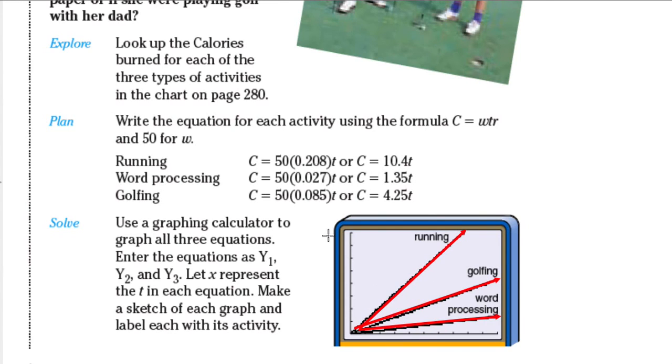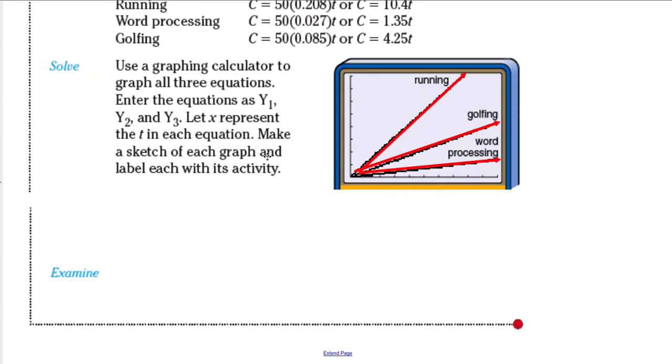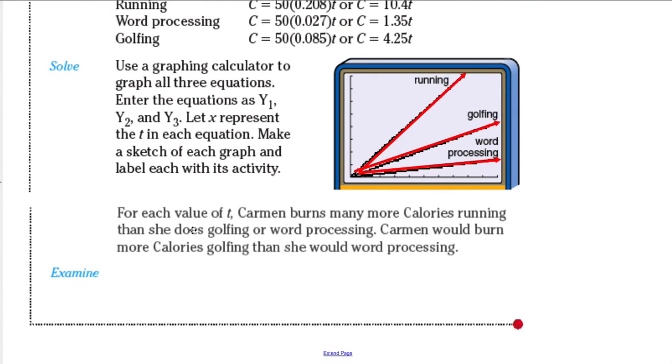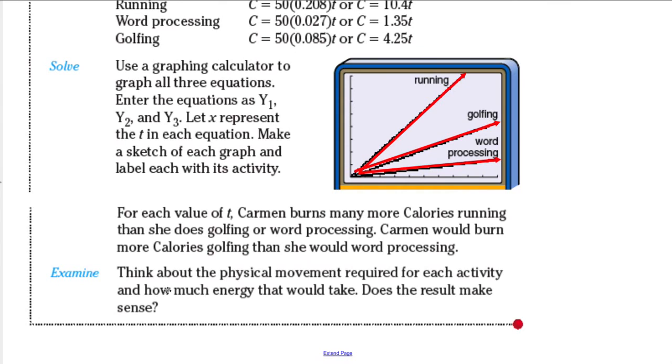Now after that, you analyze what you have. For each value of t, Carmen burns many more calories running than she does golfing or word processing. Carmen would burn more calories golfing than she would word processing. Not a genius to find that out. Think about the physical movement required for each activity and how much energy that would take. Does the result make sense? Obviously, it does. Looking at these linear equations, you know that running burns the most calories because the change in y over the change in x is greater than the change in y over the change in x in golf or word processing.